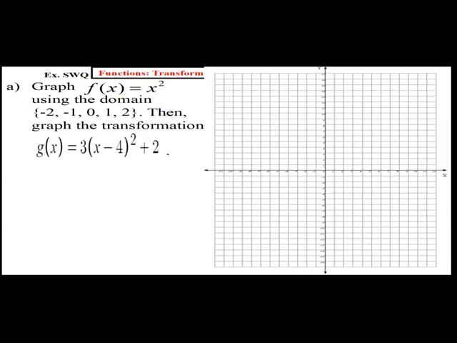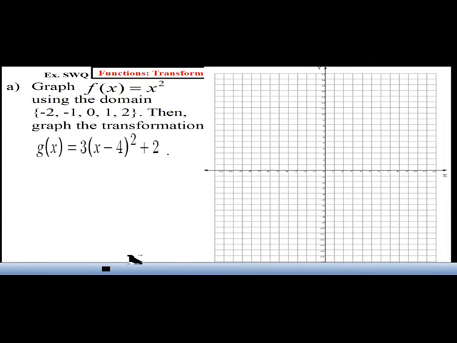All right, here we go. So, what do we know up to right there? We know how to graph f of x equals x squared using that domain -2, -1, 0, 1, and 2. Do we know how to do that?